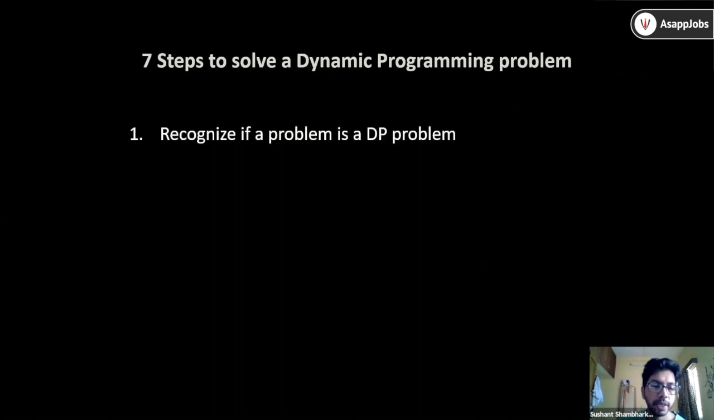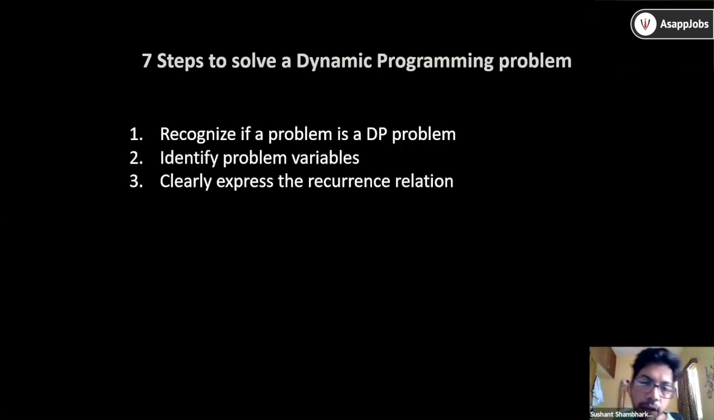So there are some steps to solving a dynamic programming problem. The first step is to recognize whether the problem is a dynamic programming problem or not. I usually assume that every problem has to be solved using dynamic programming, and then I try to think whether it can be solved with some easier method or not. Identify the problem variables. Clearly express the recurrence relations, like in the Fibonacci. Identify the base case. This is very important in both the memoization and tabulation methods.